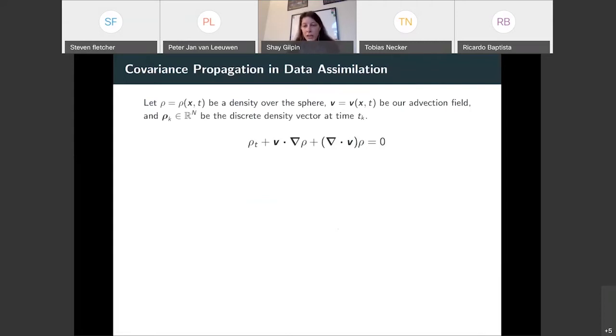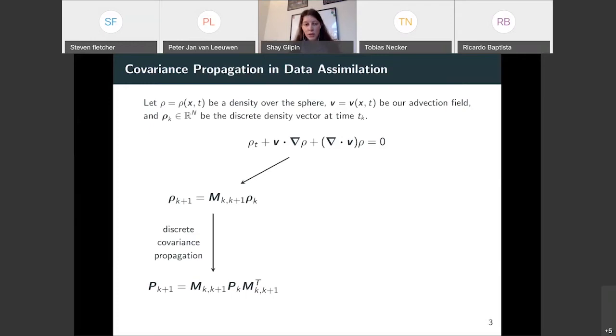In particular, we'll be looking at the continuity equation, which we know represents mass conservation in our general circulation models, just as an example. So we'll let rho be our density over the sphere, and we'll take V to be our advection field. If we were to implement this in a data assimilation framework, the first thing we would do is discretize in time and space. That generates our discrete state vector rho sub k. We propagate that forward in time using our propagation matrix M, which of course depends on our numerical discretizations. Once we have this discrete state vector, we can construct our discrete covariance matrix capital P. And what falls out of that is this discrete covariance propagation equation given here at the bottom, which is the same equation we saw on the previous slide.